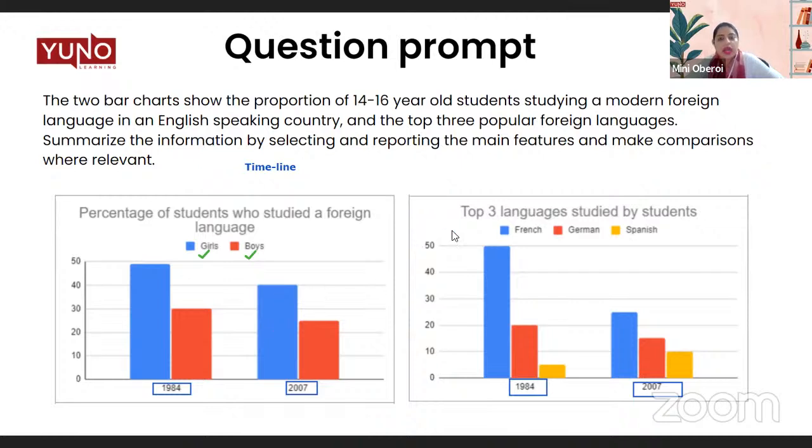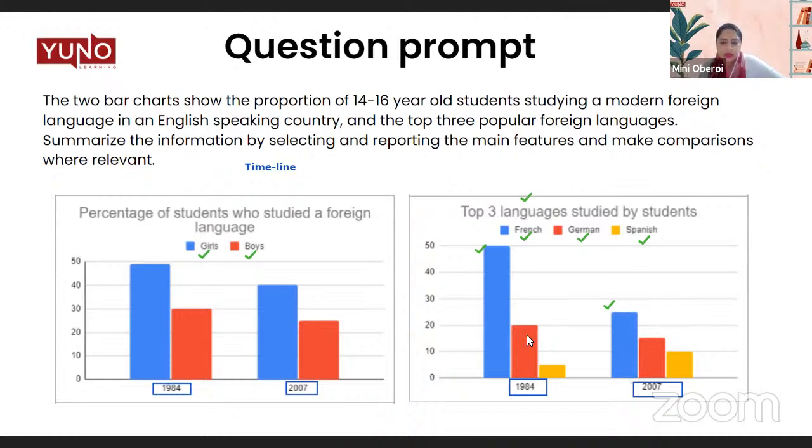And if we look at the top 3 languages, what were the top 3 languages? French, German, Spanish, right? So we can see that major domination. Again, understand what will you give in the overview. The major domination is of French, right? If we look at both the years, French is definitely the leader. However, with time, of course, the popularity of French decreased, but it still remained top of the charts.